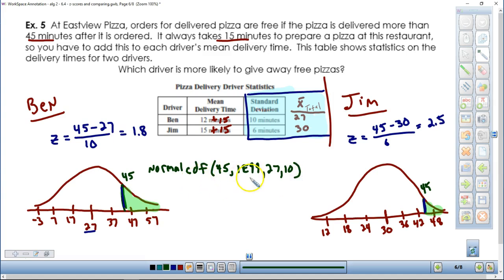When you put this into your calculator, and you get 0.0359. So he's going to be giving free pizzas about 3.6% of the time.